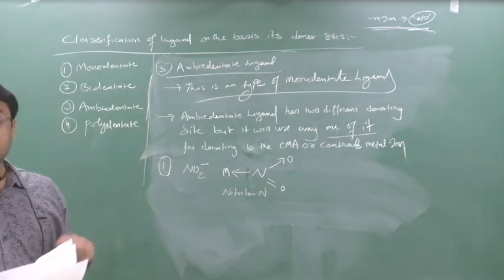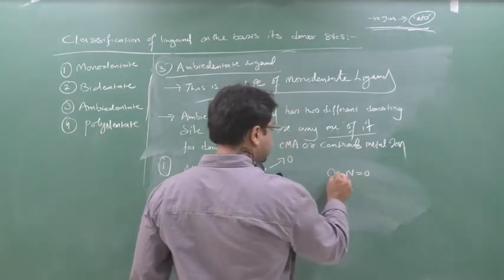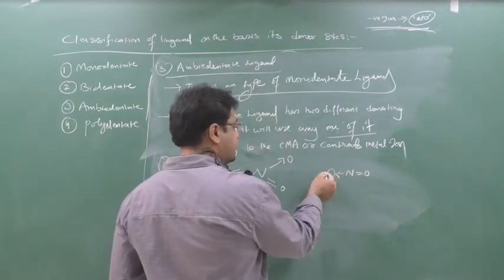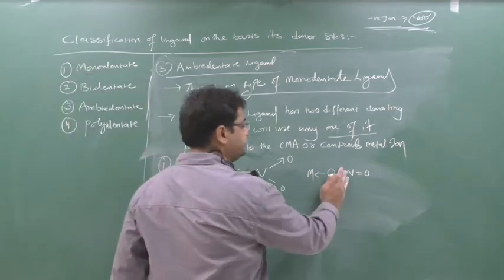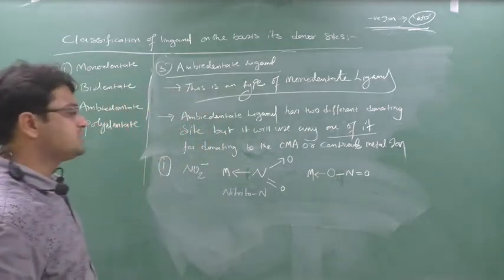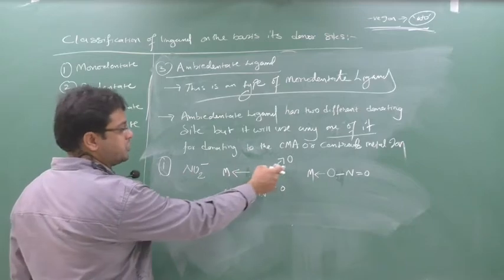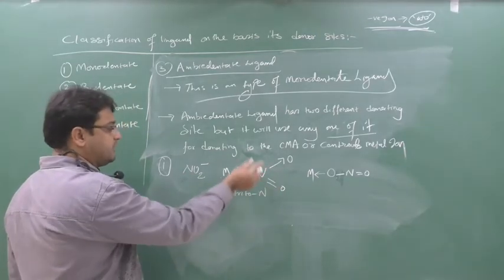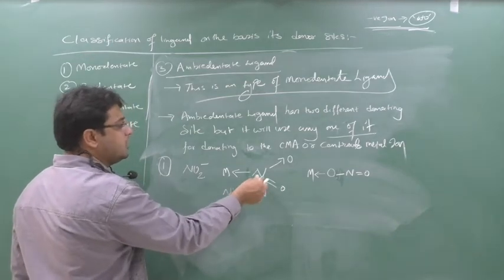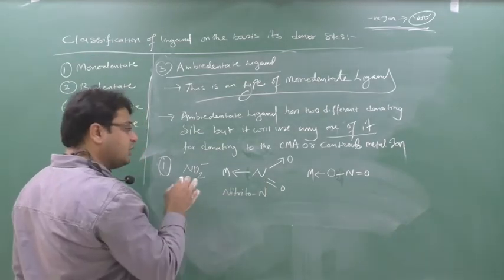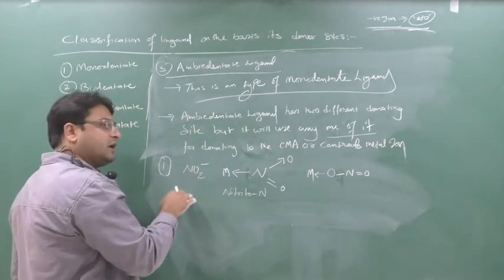Suppose oxygen is the donor site. This also can donate the electron to the metal, no? So here in NO2 minus, either nitrogen is the donor site or oxygen is the donor site. Both cannot donate at a time, either one atom or the other atom. So if it is donating through nitrogen, I will call it nitrito N. But oxygen also can donate, though they cannot donate two at a time.